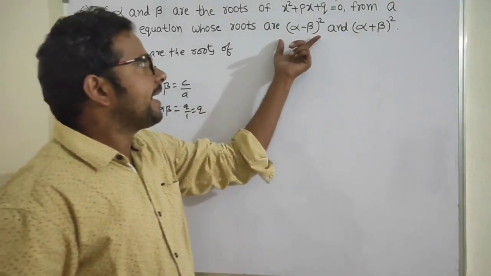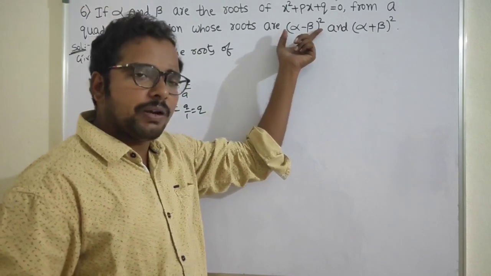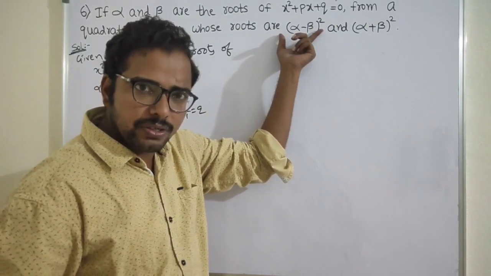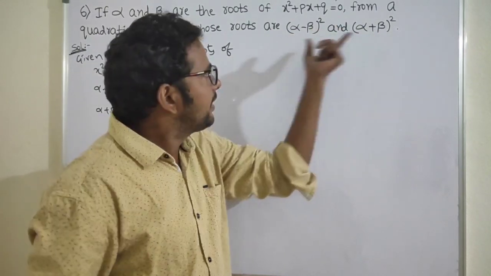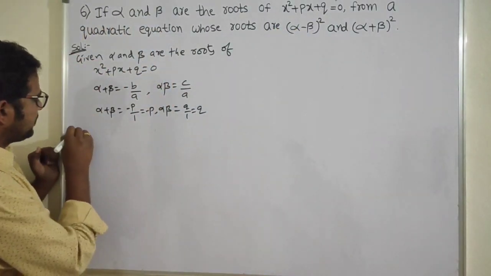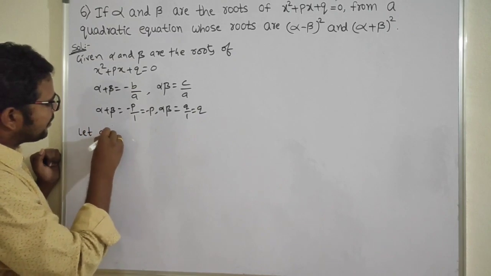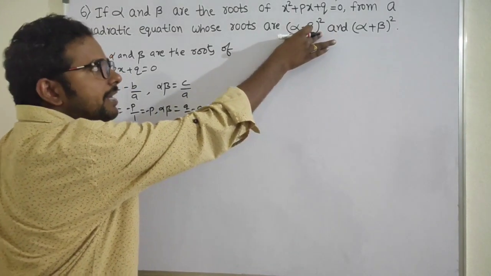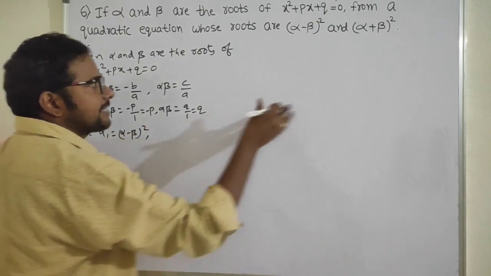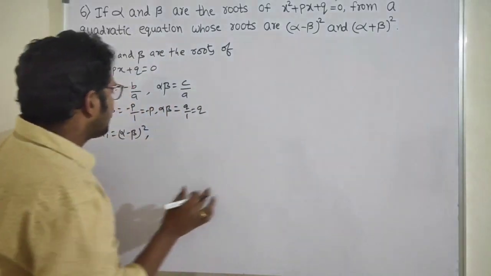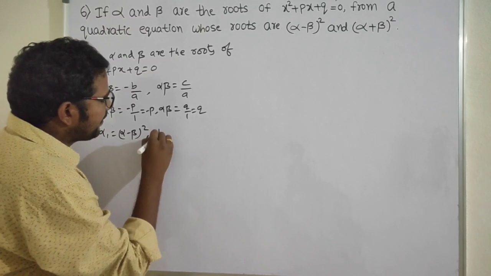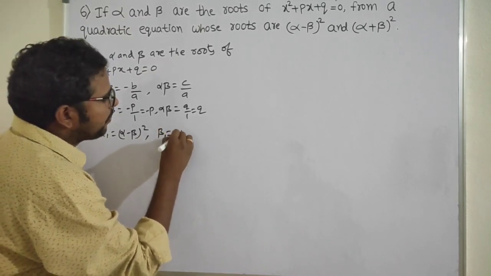Now we have to find an equation whose roots are alpha minus beta whole square and alpha plus beta whole square. We take this as one root, this as the other root. Let alpha 1 be equals to alpha minus beta whole square, and take this as beta 1, because we already have alpha and beta, that's why I am taking alpha 1 and beta 1. So beta 1 is equals to alpha plus beta whole square.